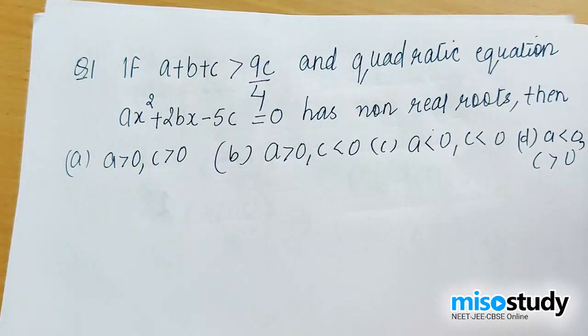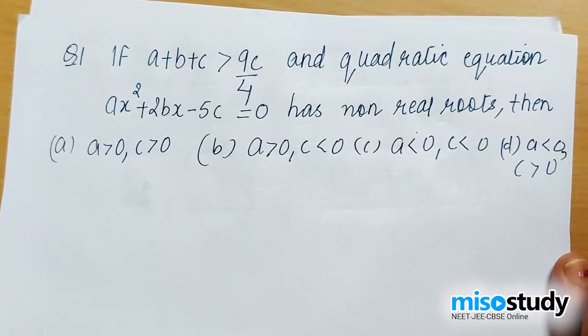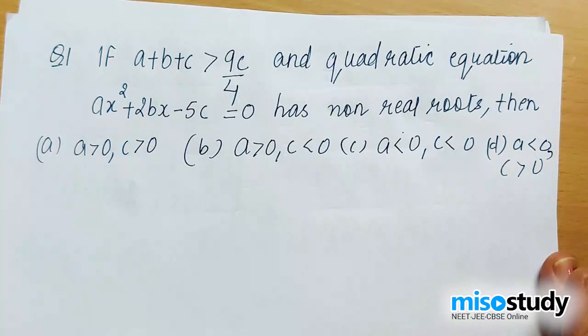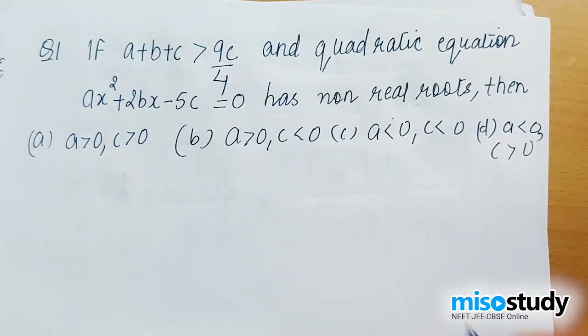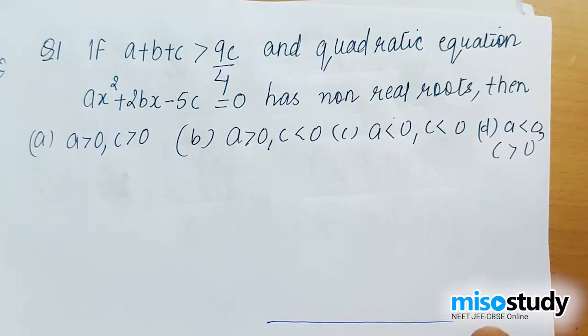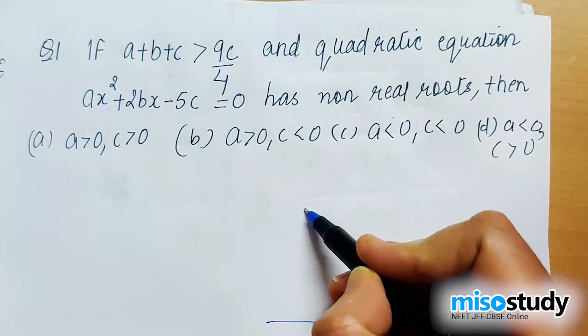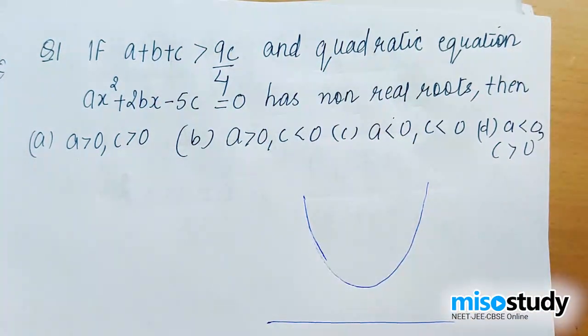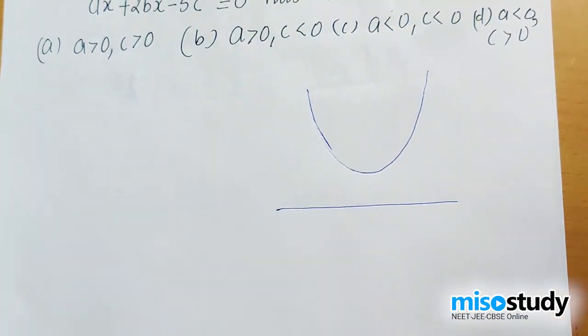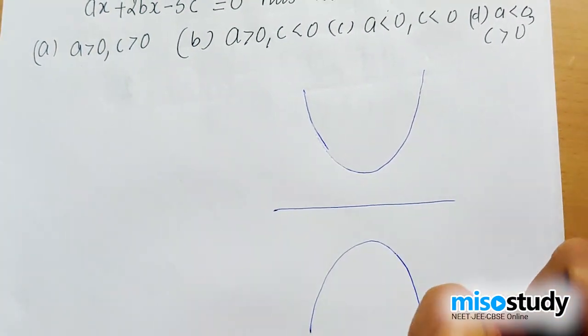If a plus b plus c is greater than 9c by 4, and the quadratic equation ax² + bx + c = 0 has non-real roots. Now what is the meaning of having non-real roots? If I want to show that they have non-real roots graphically, I can show it like this. Having non-real roots graphically means either this is the situation or this is the situation.